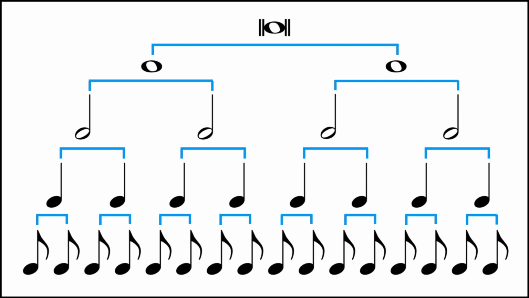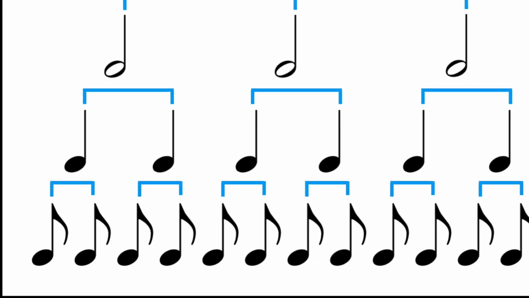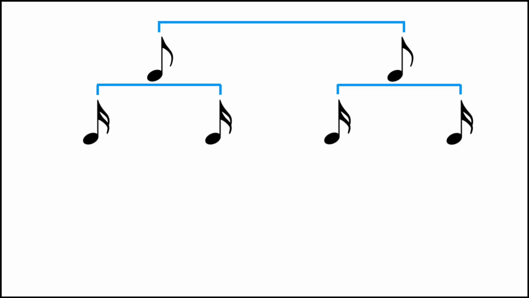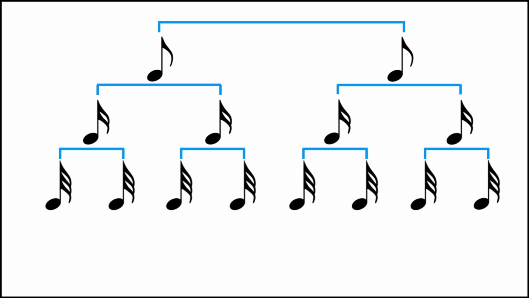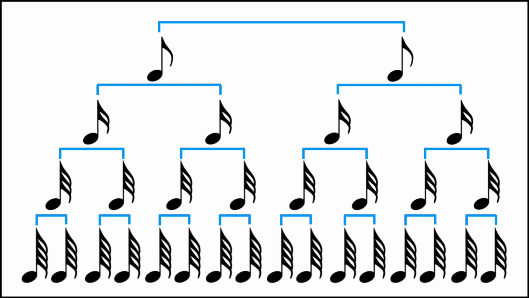We're going to run out of space here, so let's zoom in and look at just one crotchet beat, which has been split into 2 quavers. Each quaver could be split into 2 semiquavers, and these can each be split into 2 demi-semiquavers. Finally, each demi-semiquaver can be split into 2 hemi-demi-semiquavers.